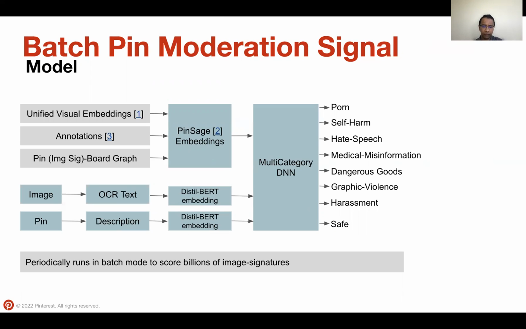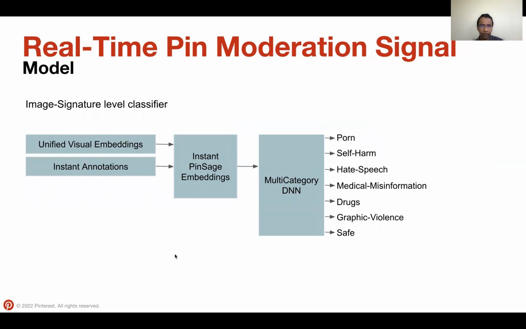Since this signal runs in batch mode, there is a latency, and we want to remove bad content as soon as possible from the platform. To address that gap, we have a real-time signal that scores any pin as soon as it is created on the platform. The real-time signal has a little lower performance than the offline signal, and that's why we deploy both the signals in production to achieve the best.